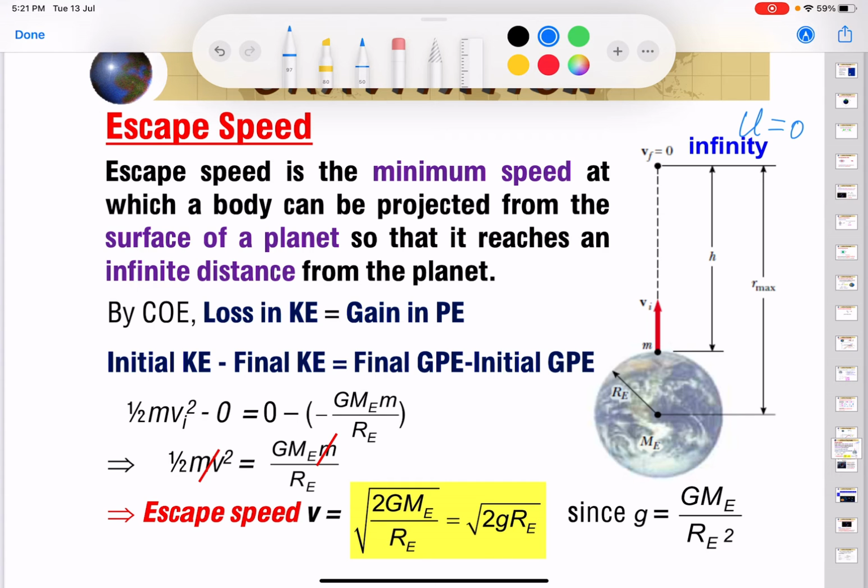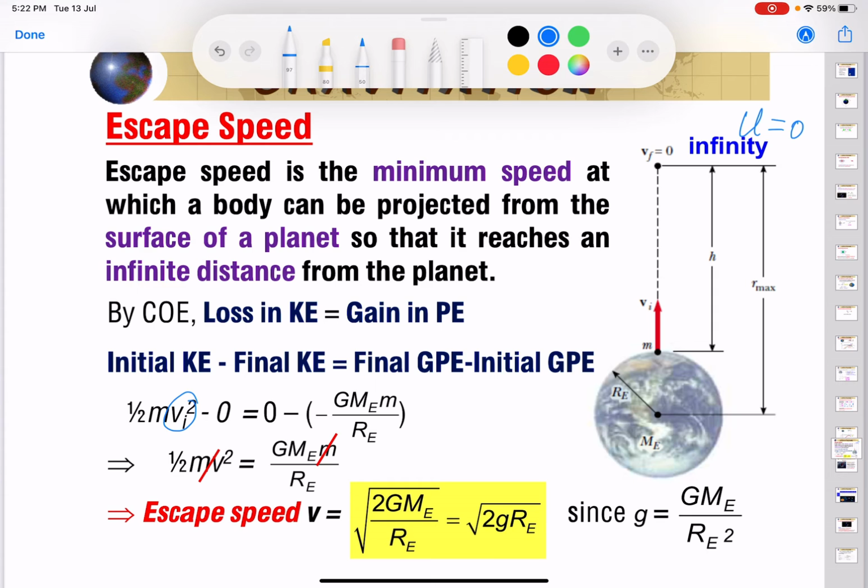Okay, so we can use conservation of energy. So where does the GPE come from? It comes from the KE. The loss in the KE will be converted to the gain in the GPE. So we put in the values. So vi is the escape speed.